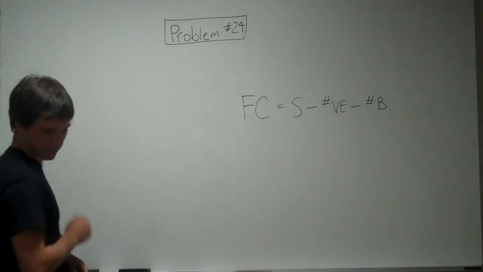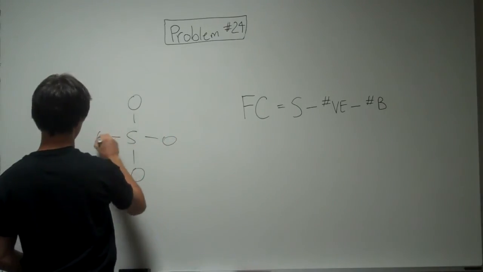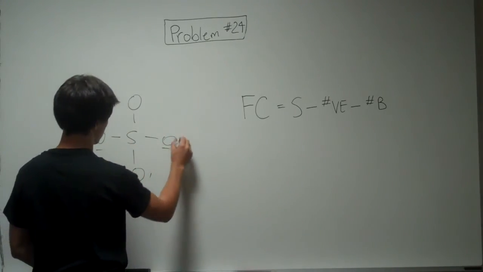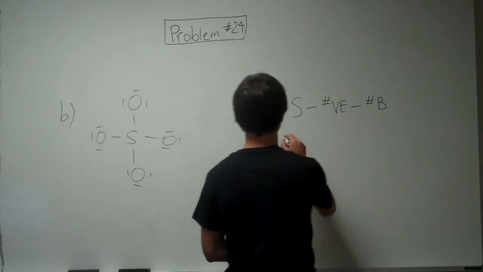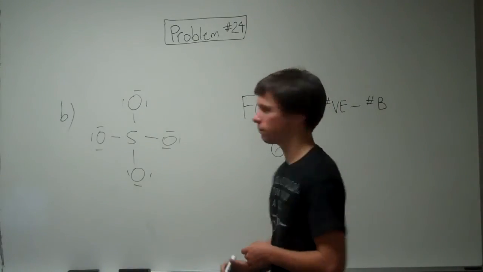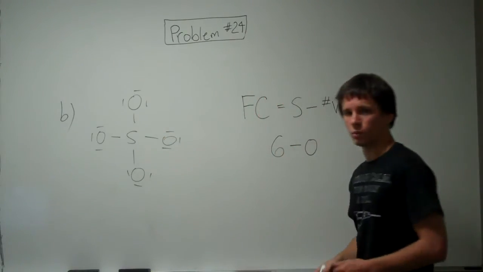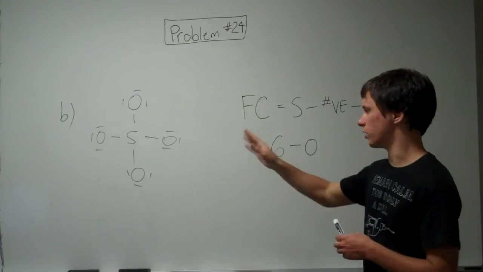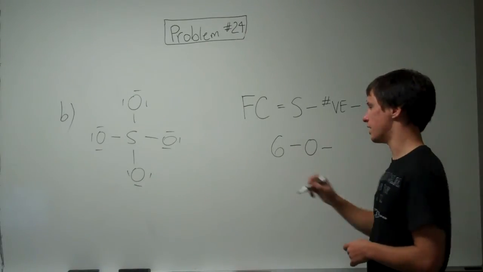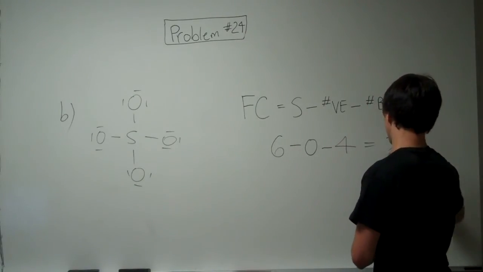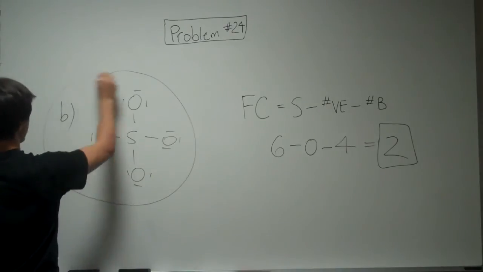Part B. They give you a sulfur with 4 oxygens attached to it. I'm just going to draw these lines for lone pairs. So, again, the starting number of electrons is 6, because it's in row 6. There are no valence electrons on sulfur. We're not talking about the valence electrons on the oxygens here, we're only concerned with the sulfur. And there's no valence electrons there. Minus the number of bonds attached to it, there are 4 bonds, so this sulfur's formal charge is indeed 2. So our answer is going to be part B.